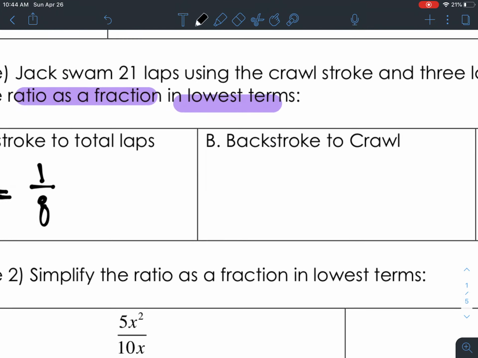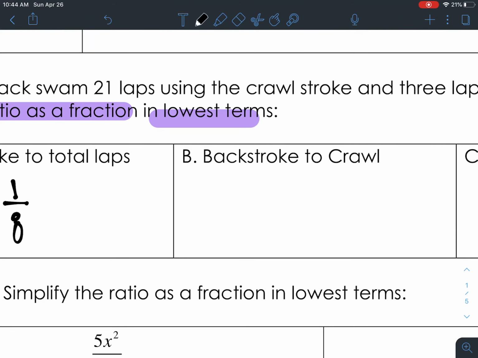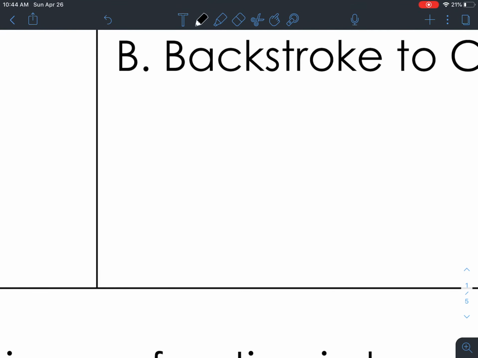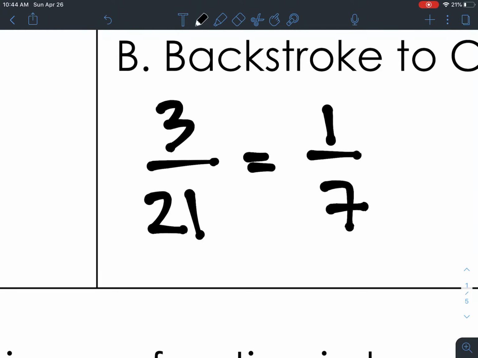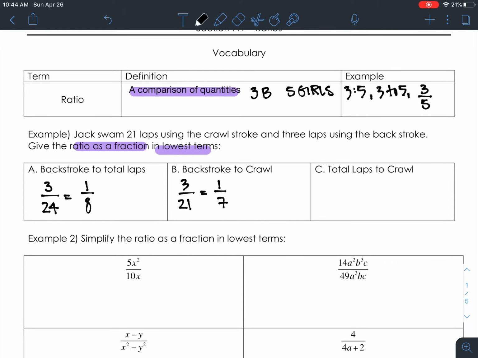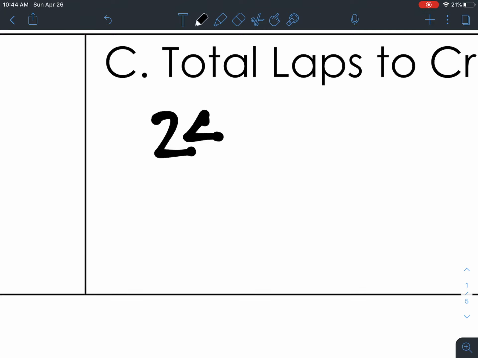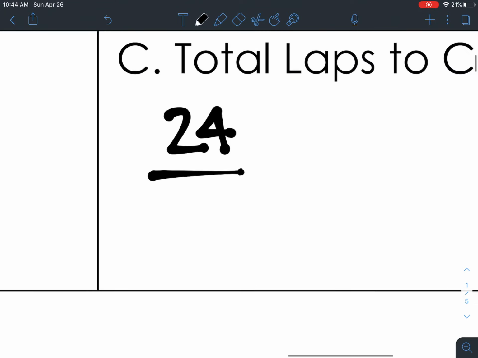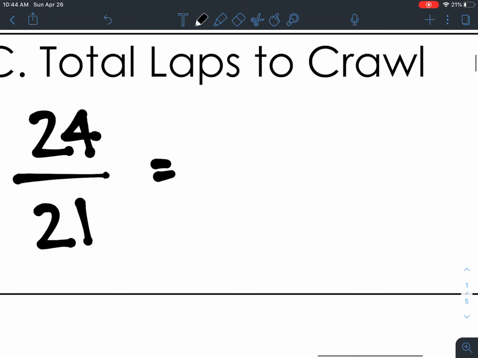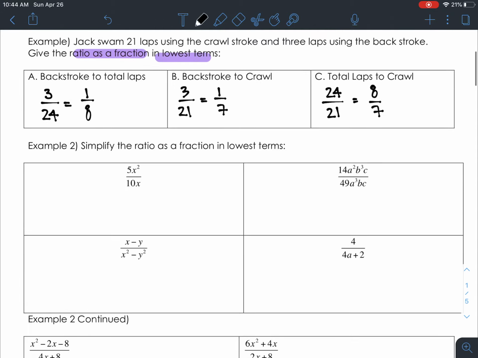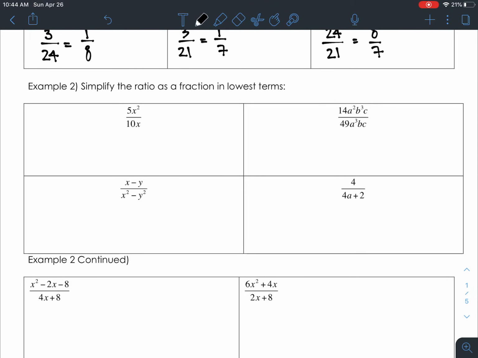For B, it says compare the backstroke to crawl stroke. So once again, the backstroke, he did 3 laps to the total crawl strokes, which is 21, which reduces to 1 over 7, which means that for every 1 backstroke, he did 7 crawl strokes, all right? Now the last one is total laps to crawl. So the total laps is 24, and the crawl strokes were 21, which reduces to 8 over 7. Okay, nice and easy.